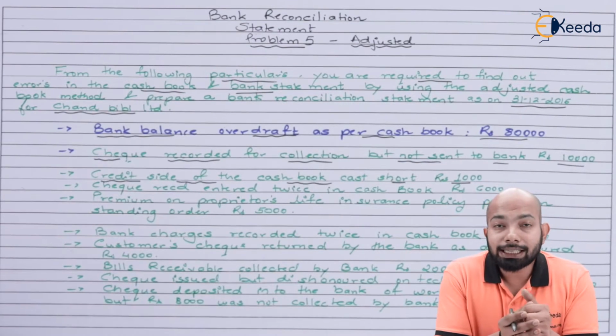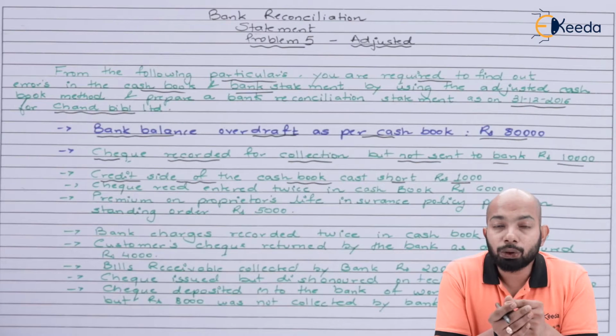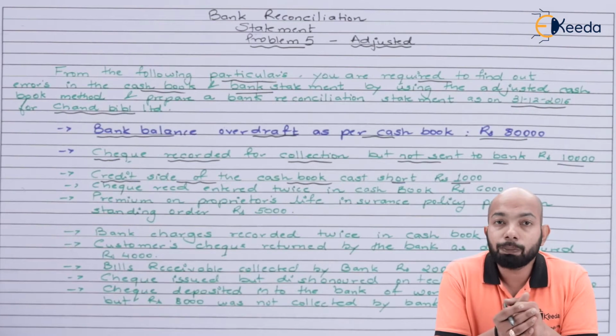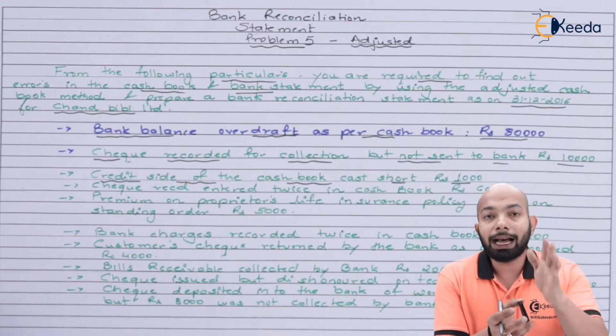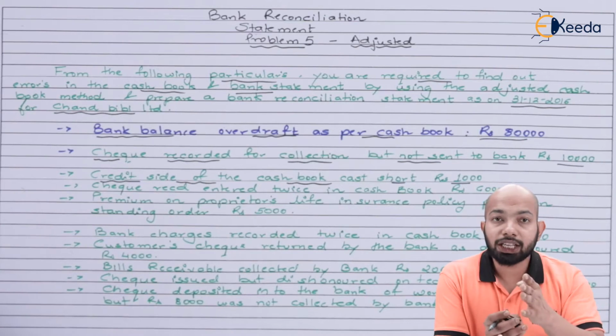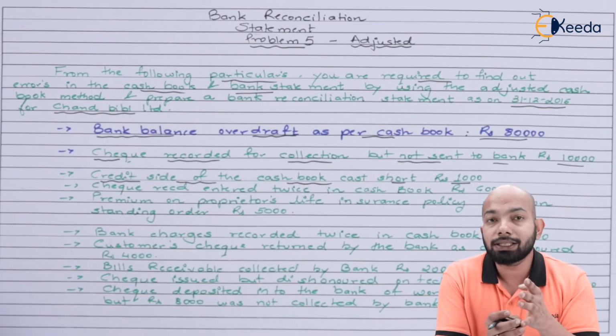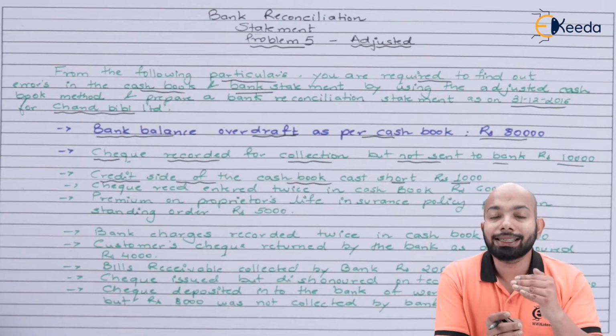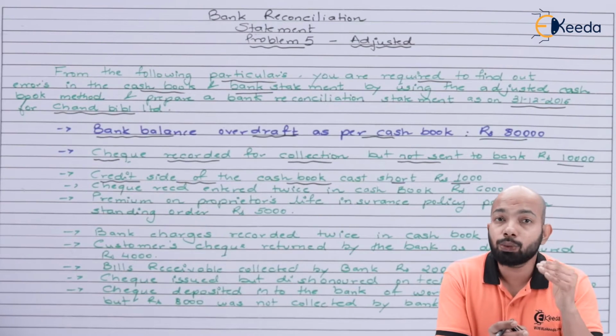The next transaction is credit side of cash book cast short by rupees 1,000. That means the balance on the credit side of the cash book is undervalued by rupees 1,000. That much balance is less as compared to the actual balance it should be.